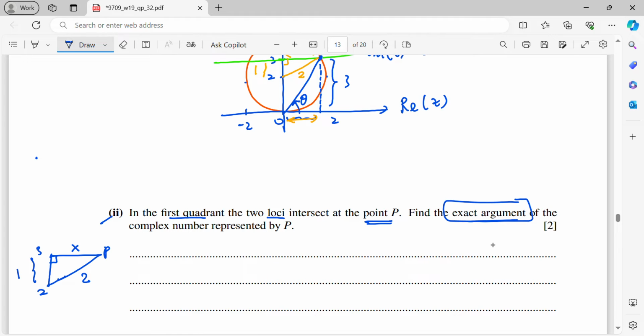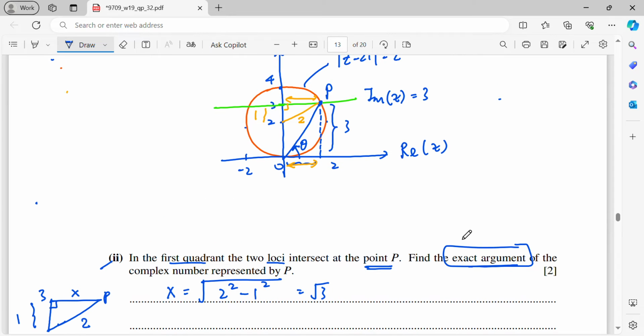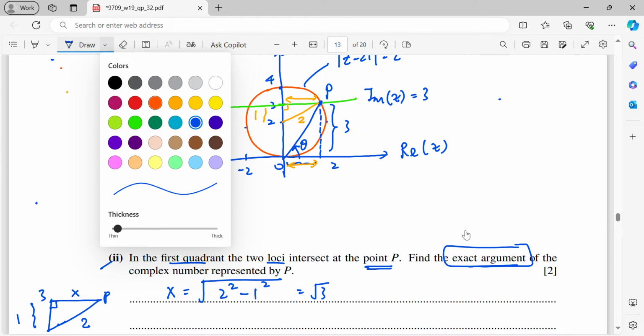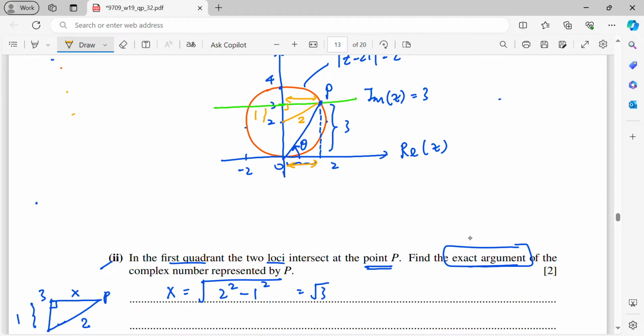So now, this is using Pythagoras theorem. Your x is basically the square root of 2 squared minus 1 squared. This is square root 3. So I know that this length, okay, here, is square root 3, which means this is also square root 3.